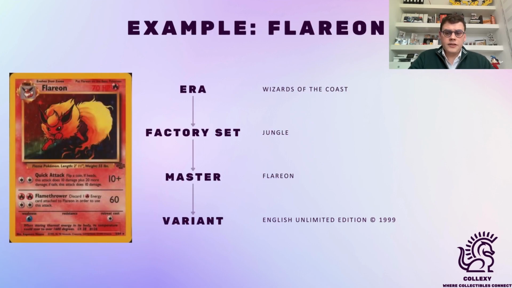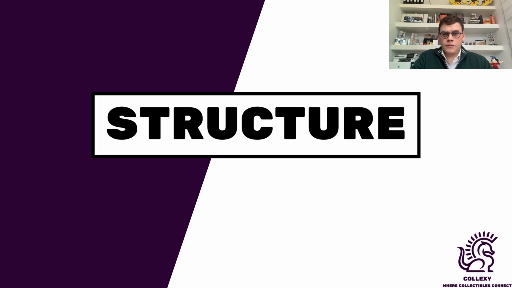So now we will apply these parameters to Flareon. Flareon was printed in the Wizards of the Coast era and forms part of the set that we're discussing this episode, which is the Jungle set. The master itself is simply the card, which is number 3 out of 64. And the variant that we are looking at here is the English Unlimited Edition variant with the Wizards of the Coast copyright of 1999.